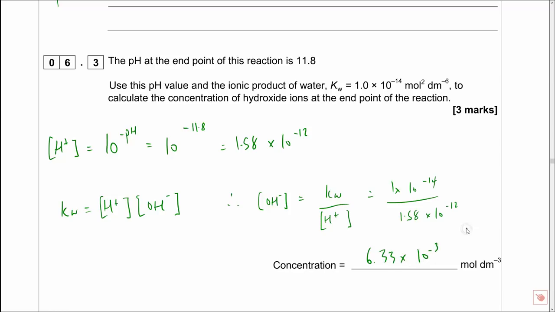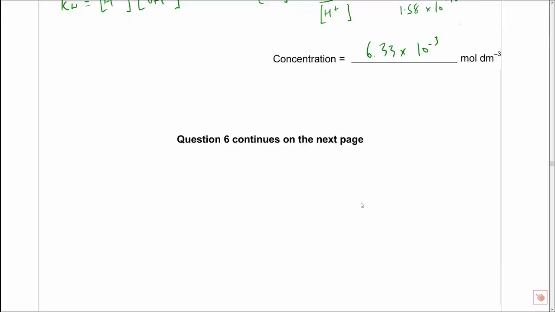6.3 times 10 to the minus 3. Anyway, 6.33 times 10 to the minus 3. So it's about understanding what the equation for the ionic product is, and it's also about getting that H+, perhaps that tricky initial part, working backwards slightly. But 3 marks there, nice 3 marks to get.